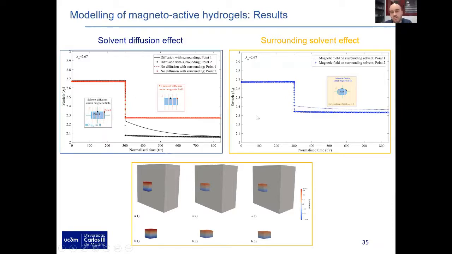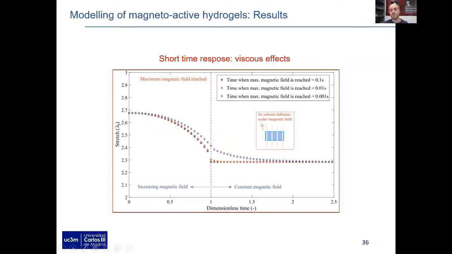And just to conclude this analysis, this is the long time range. So let's zoom into this region where we directly apply the magnetic field and see how the dynamics are here. To do so, in order to isolate this effect, we remove the solvent diffusion, so no solvent diffusion is allowed here. And what we can see is that we also have some transient response. In this case, until this vertical red line, we are increasing the magnetic field, and then we keep it constant.